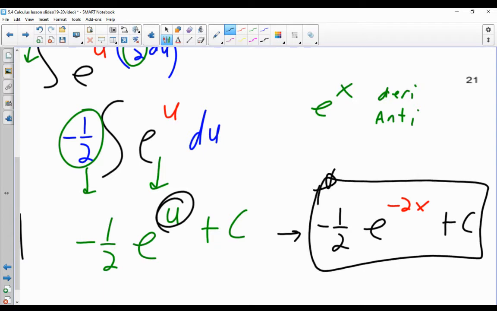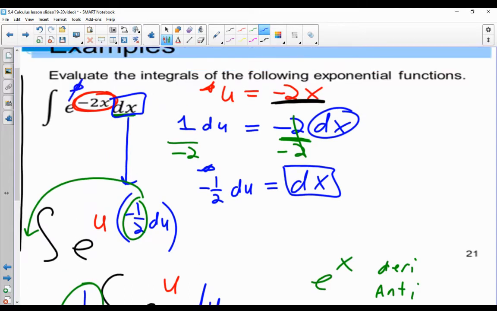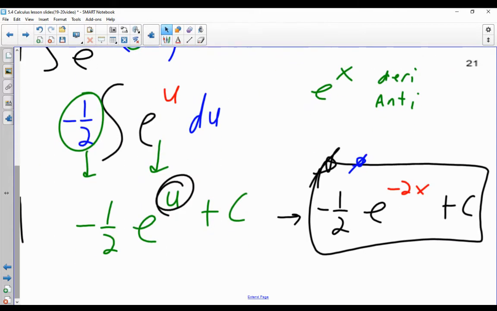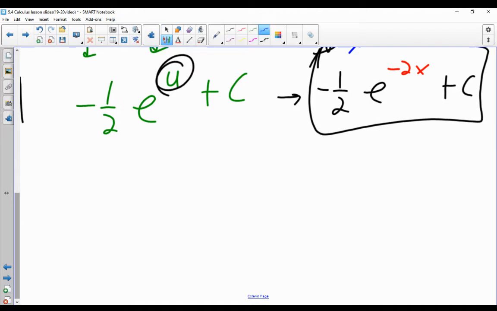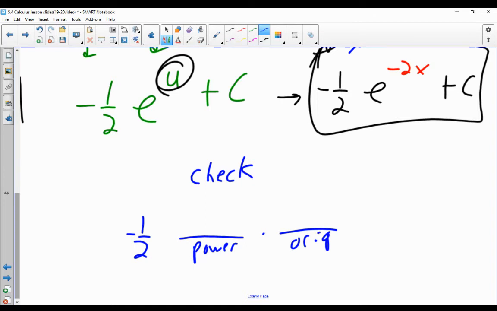And there you go. And as always, you can double check your answer by finding the derivative of your answer. And if the derivative of your answer matches what you have up here, you're good to go. Actually, out of curiosity, let's go ahead and check for skittles and giggles. Now, the negative 1/2, since that's not actually part of the e, you're more than welcome to just keep that in the front while you derive the power and then multiply by the original.